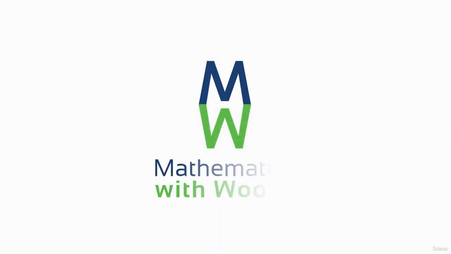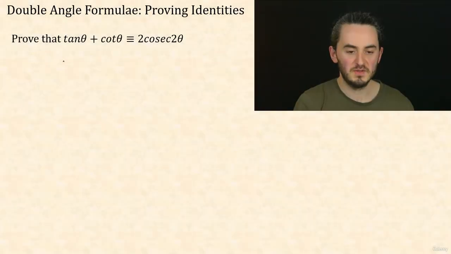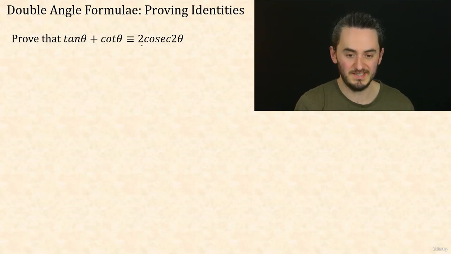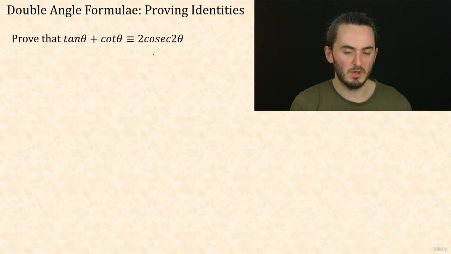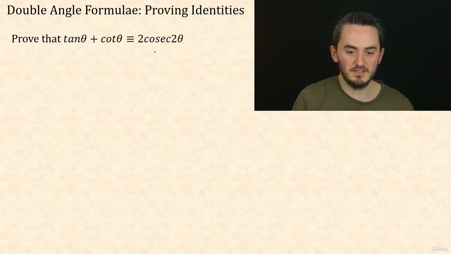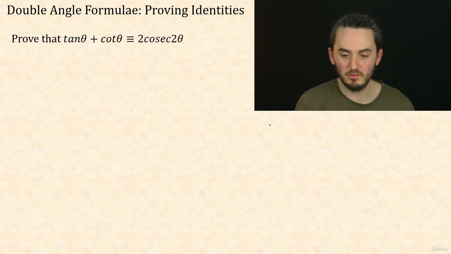In this video, we're going to look at proving trigonometric identities when double angles are involved. Alright, so in this question, we're going to try to prove that tan theta plus cot theta is identical to 2 cosec 2 theta. Well, we've not looked at a double angle for cosec, have we? Except that we know that cosec is 1 over sine.